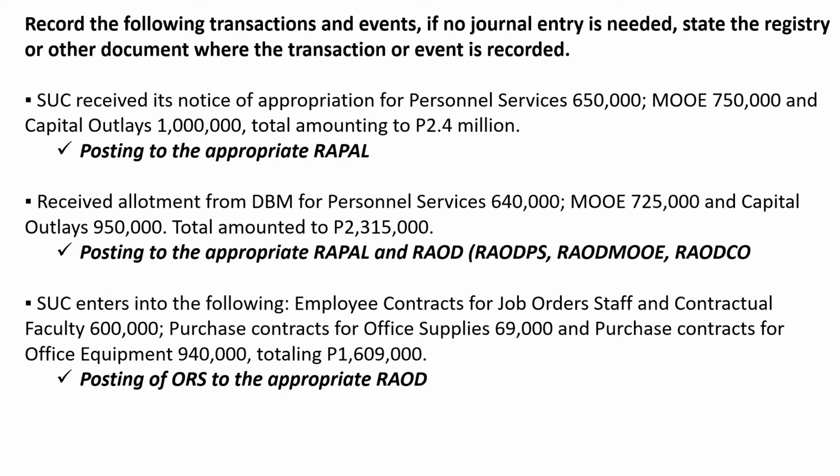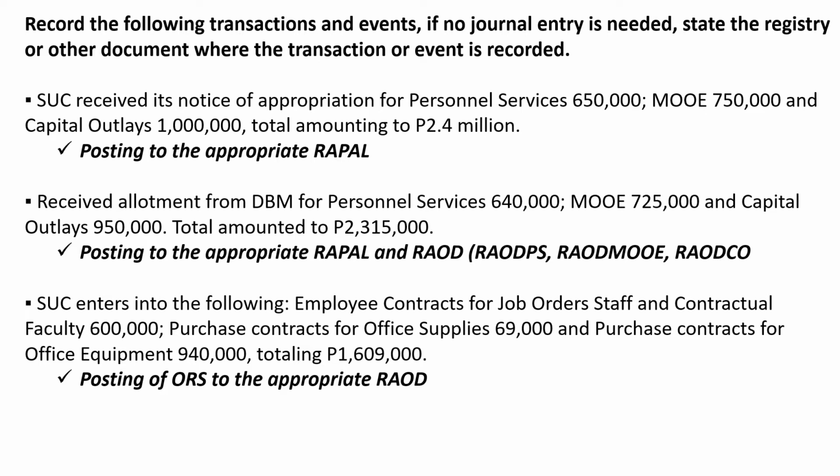Okay, so next, we received allotment from DBM for personal services, $640,000, MOOE, $725,000, and capital outlays, $950,000. Total amounted to $2,315,000. So again, we do not journalize this transaction, but rather we post this to the appropriate RAPAL, and to the appropriate RAOD. So again, RAOD, the Registries of Allotments, Obligations, and Disbursements.